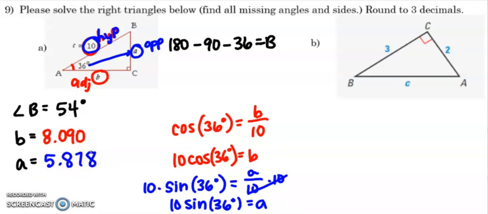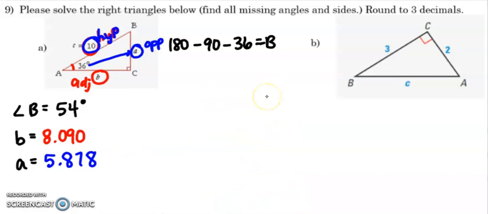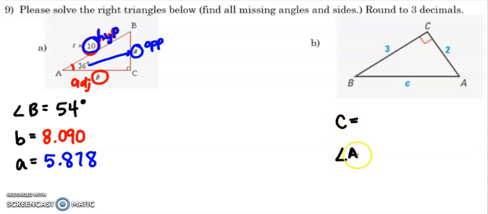Okay, next triangle. I'm going to erase this work here. Great. Already solved that one. Don't need it anymore. All right, cool. This next one, I need to work to find side C, my last remaining side. I need angle A, and I need angle B.